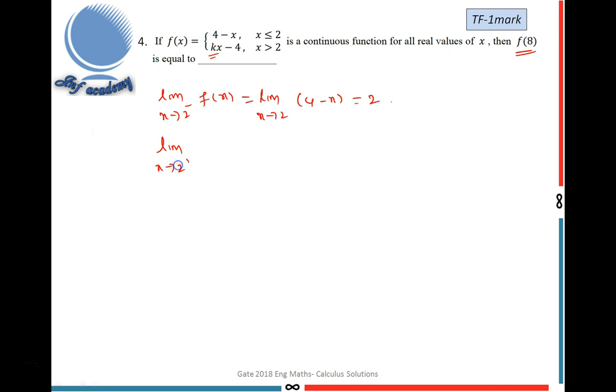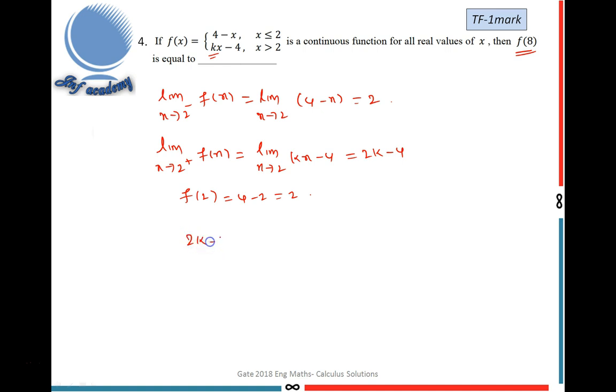Next I find the right hand limit of f of x. In this case, the limit as x tends to 2, for x greater than 2 the function is kx minus 4. Here I put 2, giving 2k minus 4. These two values are equal, and this is also equal to f of 2. f of 2 for x equal to 2 is 4 minus x, that is 4 minus 2, which is also 2. These are equal, then only f of x is continuous.